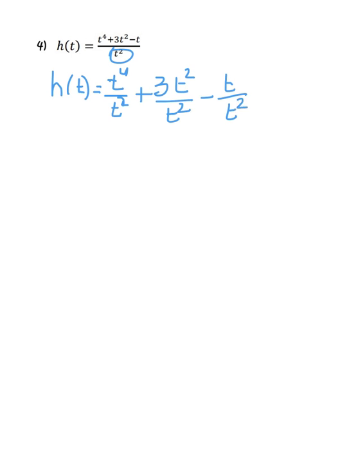By simplifying this function, you will be able to differentiate it more easily than if you apply the quotient rule. So the original function h of t, without doing anything related to calculus, is rewritten as t squared plus 3 minus 1 over t. Once you have the function like this, you can obtain the derivative with respect to t of h of t.